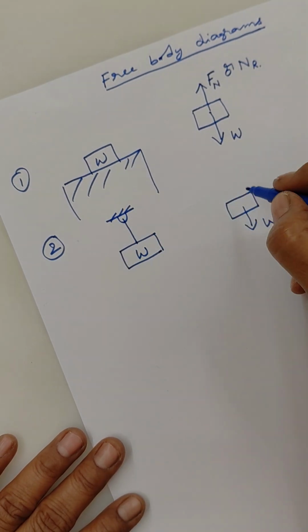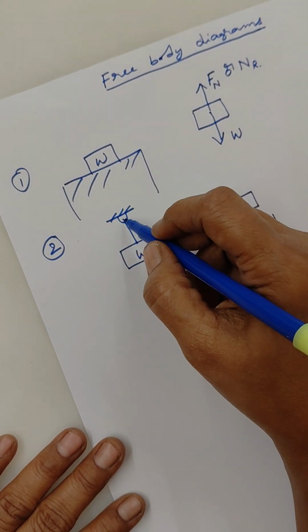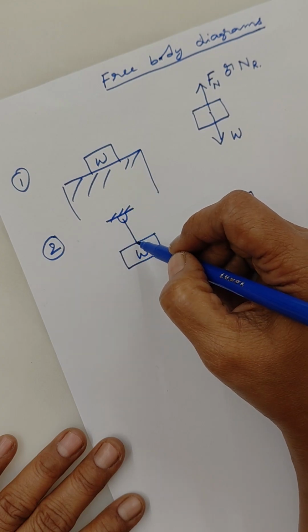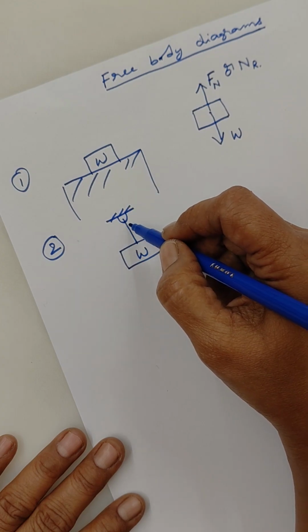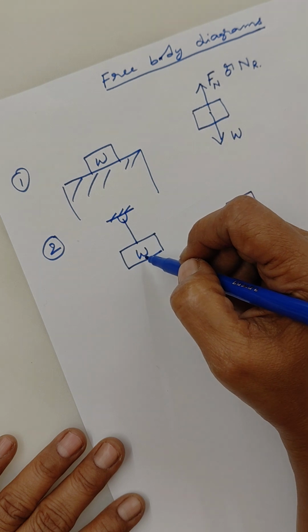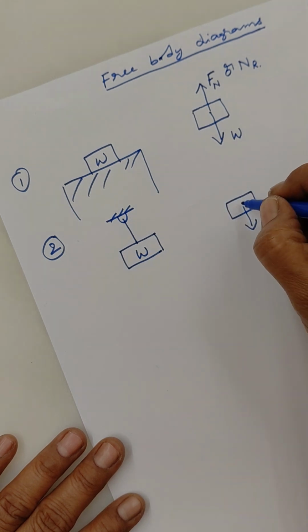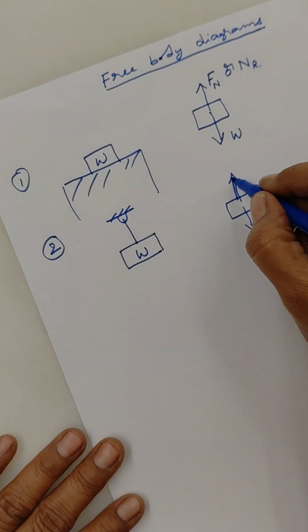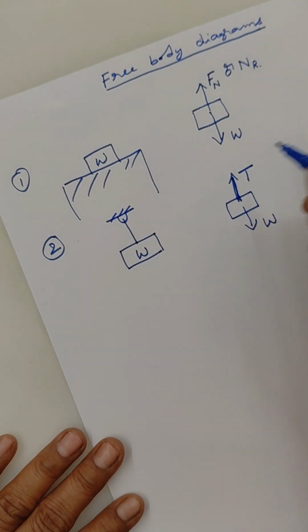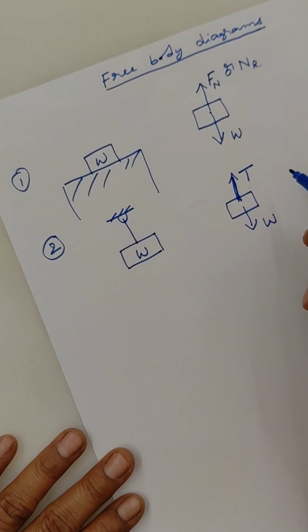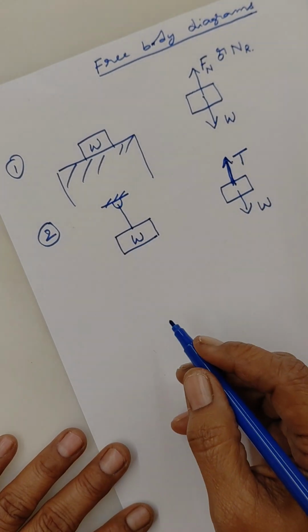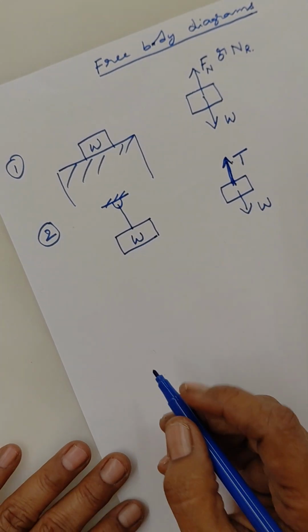Because the string is in this direction, it is holding this block. So there is a tension acting in this rope because of the weight of this block. So we have a tension in this rope which is acting in the upward direction like this, right? Tension is acting in this direction in the rope. So these are the two simple examples.